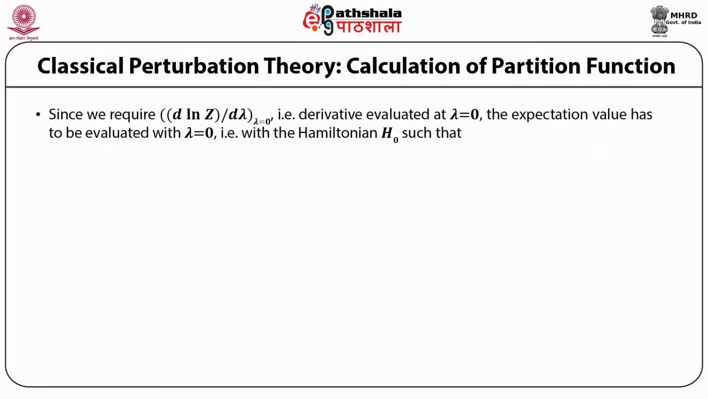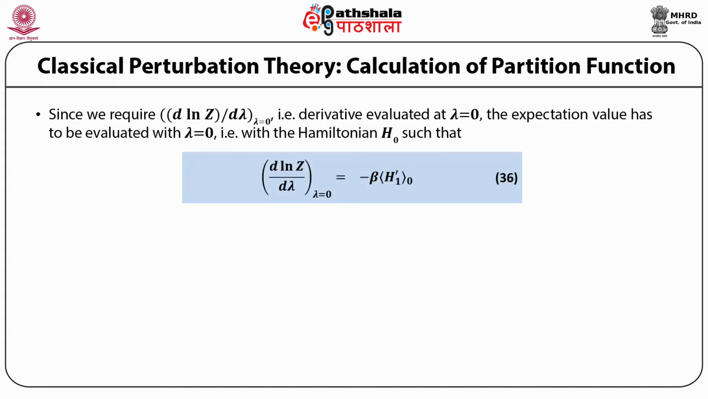Since we require the derivative of log of Z with respect to lambda evaluated at lambda equal to 0, the expectation value has to be evaluated with lambda equal to 0, that is, with the Hamiltonian h naught, such that the derivative of log of Z with respect to lambda evaluated at lambda equal to 0 is equal to minus beta expectation value of h1 dash corresponding to lambda equal to 0.